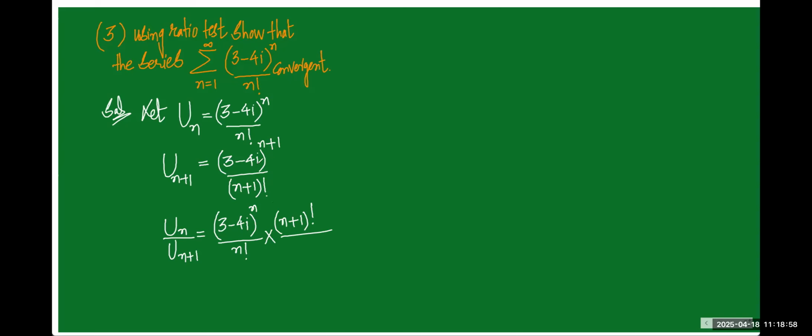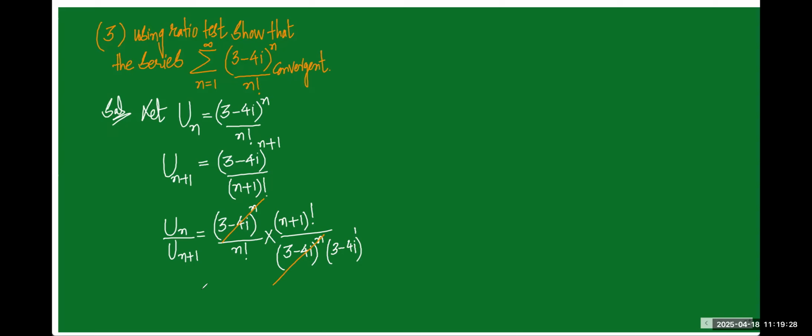divided by, let me split this into two parts: (3 minus 4i) whole to the power of n is one term, into (3 minus 4i) whole to the power of 1 is another term. Can we write like this? Bases are equal, so powers should be added. Yes, sir. So these two are cancelled.